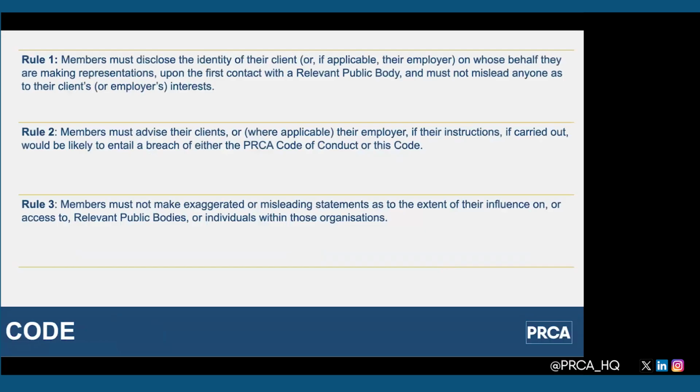So I say under the old code, I had to pick out the main bits. With this, we've got 8. I can go through them, but I will call out a couple in particular as we go. But rule 1: members must disclose the identity of their client, or where applicable their employer, on whose behalf they are making representations upon the first contact with a relevant public body, and must not mislead anybody as to their client's interests. So again, for me, this is the transparency one. This is the rule that says, rather than having oblique conversations about your particular concern about pharmaceuticals, actually, if you work for insert name of company, literally in that first conversation, in that first contact, you're clear on who you work for.